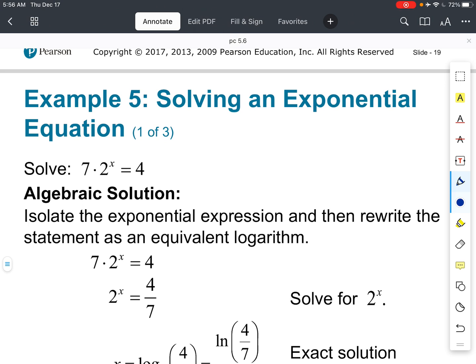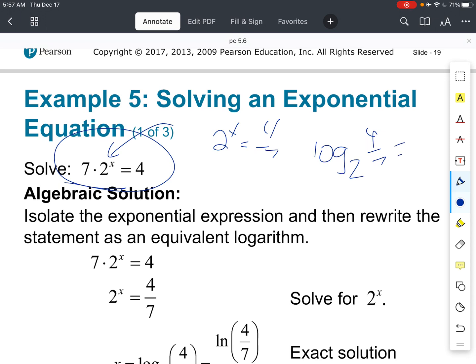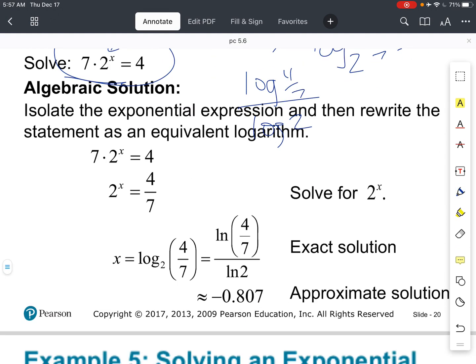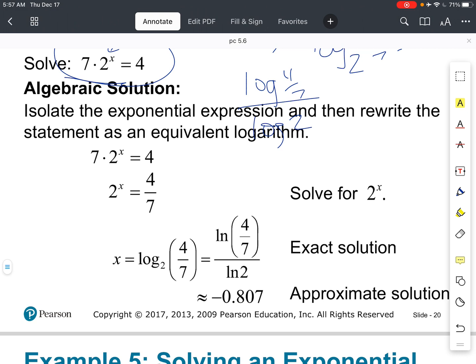So, for example 5, now we're going to solve this guy with a two-step. So we got to first divide by 7, right? You want to get the exponential by itself. That's really the goal. So you have 2 to the x equal to 4 over 7. If you wanted to write that as a logarithm, it would be log base 2 of 4 over 7 equals x. Okay, so how do I solve this one? Well, it's the same. I could take the log of 4 over 7 divided by the log of 2 and get my answer. Here again, they show it to you with the natural log. Okay, either way is going to give you the same result.